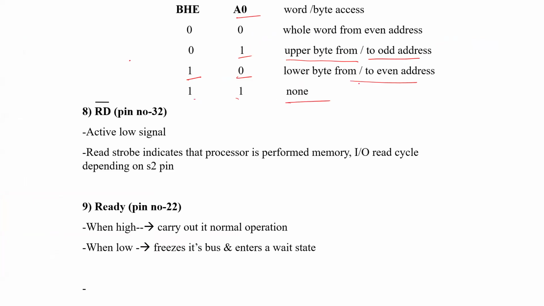Okay. So next, pin number 32, it is an active low signal. Read strobe indicates that the processor is performing a memory or IO read cycle depending on the S2 pin. So what is the meaning of that? The meaning is simply that it is the pin which we can use if we want to read any data. Simple thing.